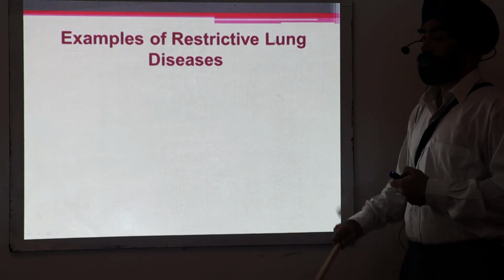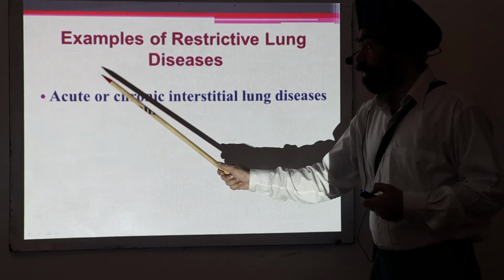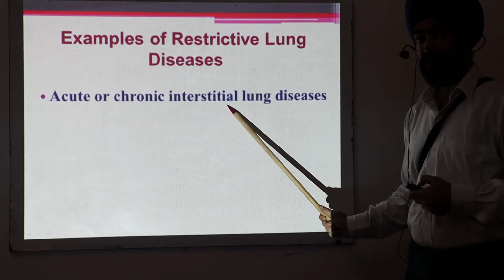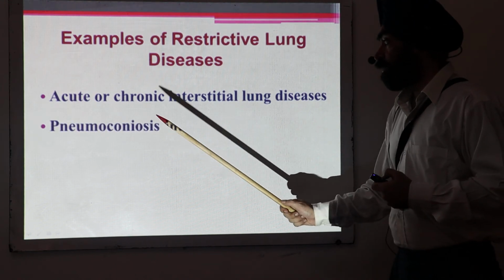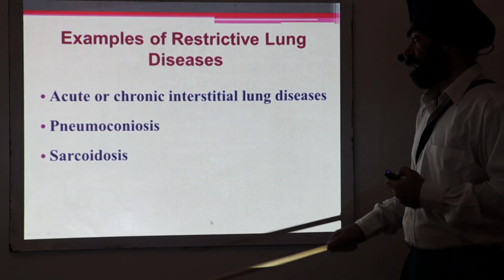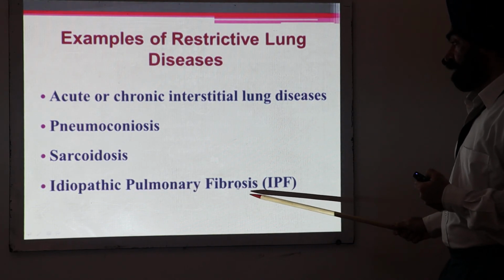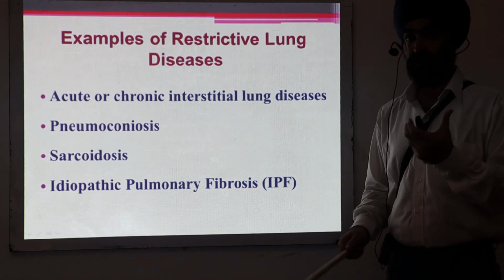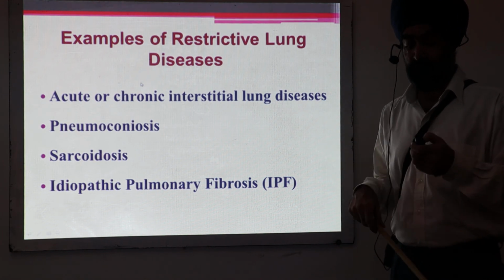What are the examples of restrictive lung diseases? We can say there are acute or chronic interstitial lung diseases, that means some inflammation in the interstitium of the lungs. Then pneumoconiosis, sarcoidosis, idiopathic pulmonary fibrosis. All these are diseases in which there is some sort of fibrosis, some sort of stiffness in the lungs, and the lungs are not able to expand.